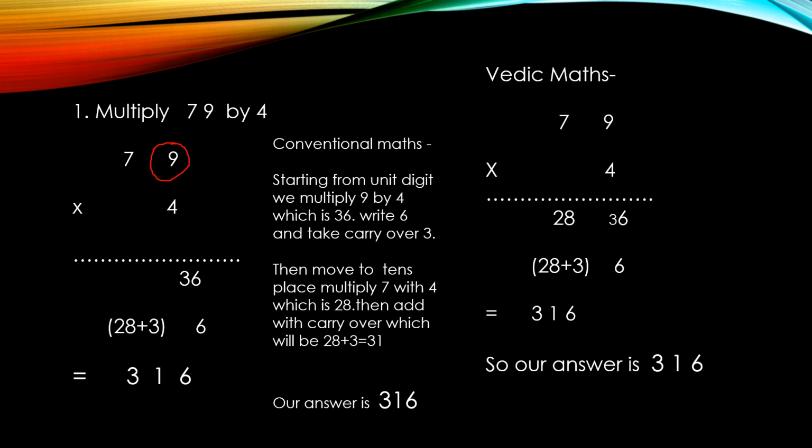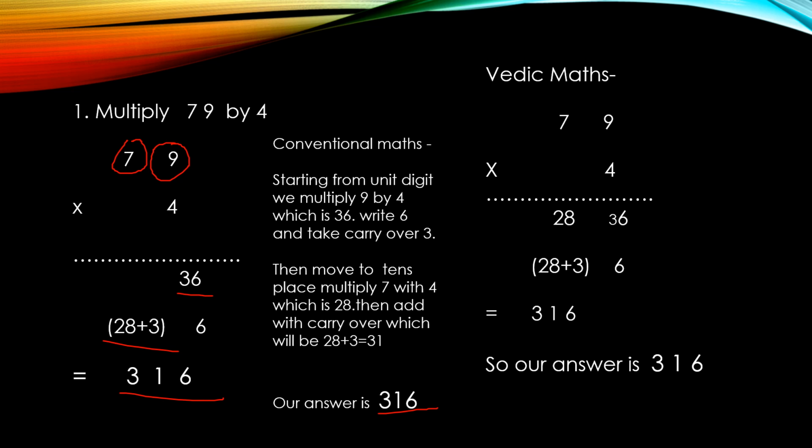4 multiplied by 9 is 36. Then we go to tens place. Here tens place digit is 7. 4 multiplied by 7 we get 28. Then we add this carryover 3 with 28. 28 plus 3 we get 31. Write down 31, 3, 1 and 6. We get the answer 316.